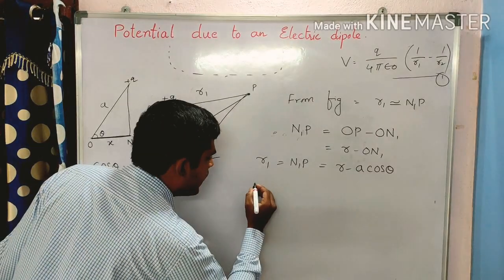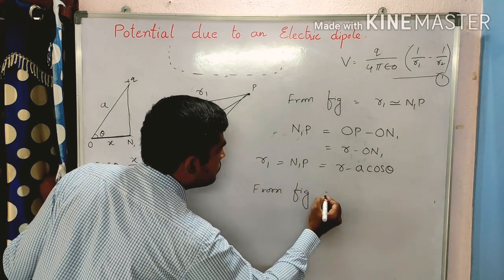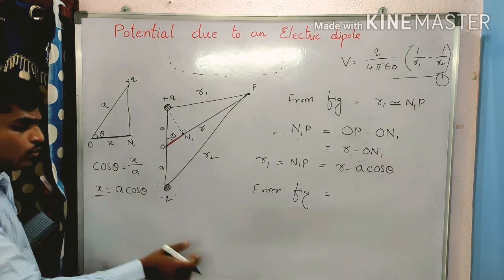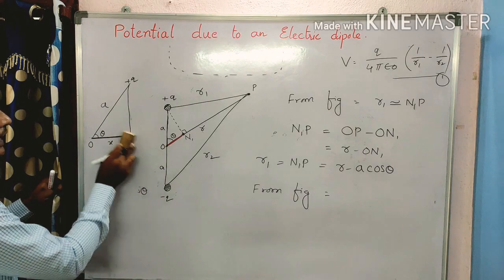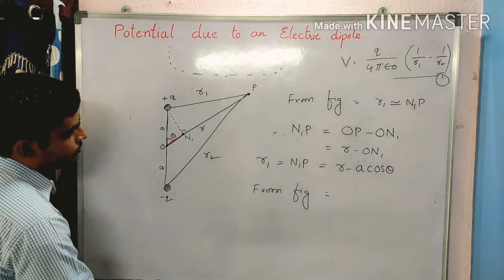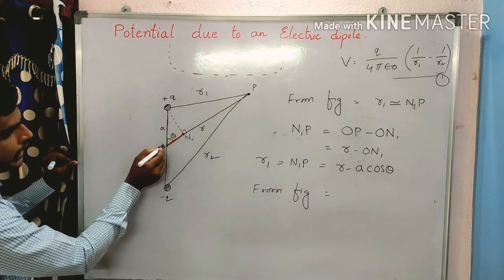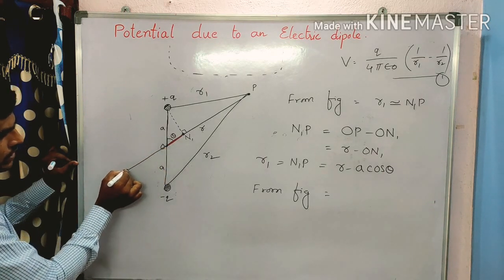R2 value. Again from the figure, I will make some changes in the figure now. Now I want this R2. So how to draw the R2? For R2 I have to make a right angle triangle. How to make the right angle triangle now? So now extend this OP to this side. Extend it.